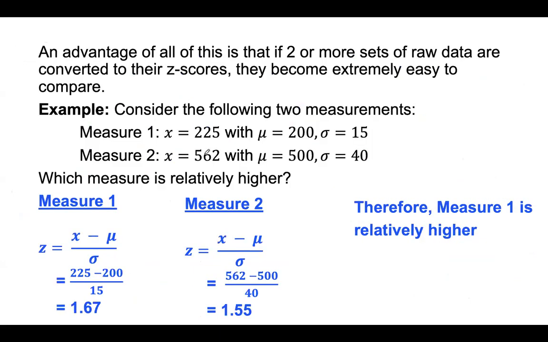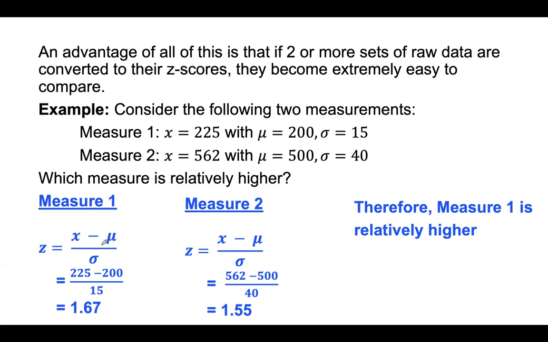So an advantage of all of this is that if two or more sets of raw data are converted to their Z-scores, they become extremely easy to compare. Consider this example of two measurements. We have measurement 1 and 2, raw data, means, so different means, different standard deviations, different raw data. Which measure is relatively higher? It's a way to normalize the data. This is the key word: normalizing the data.